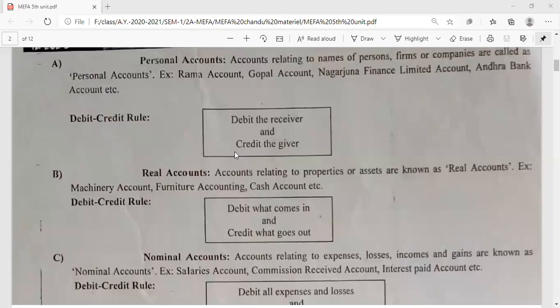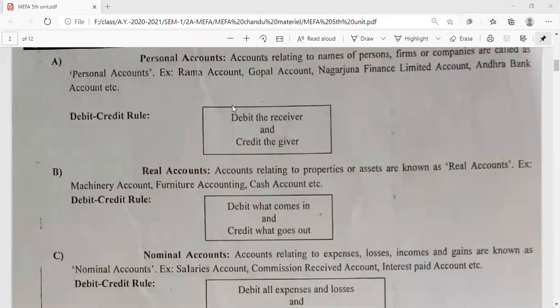So see here, we have the personal accounts. These are the accounts relating to the names of a person, firm or a company. Say Rama account, Gopal account, or Nagarjuna Finance Limited account, Andhra Bank account. Rama may be a person who is supplying one type of raw material. Gopal is the other one, maybe supplying some other type of raw material.